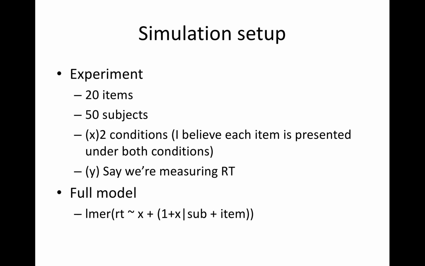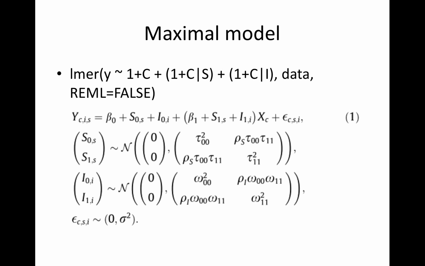So they ran simulations. It's an experiment with 20 items that the subjects view over time. There are 50 subjects and 2 conditions. And I can't recall if each item is presented under both conditions or not. It doesn't really matter. And then Y is something we're measuring. For example, it could be reaction time. So the full model would look, well, actually this is not right. I have their exact full model code on the next slide, or coming up.